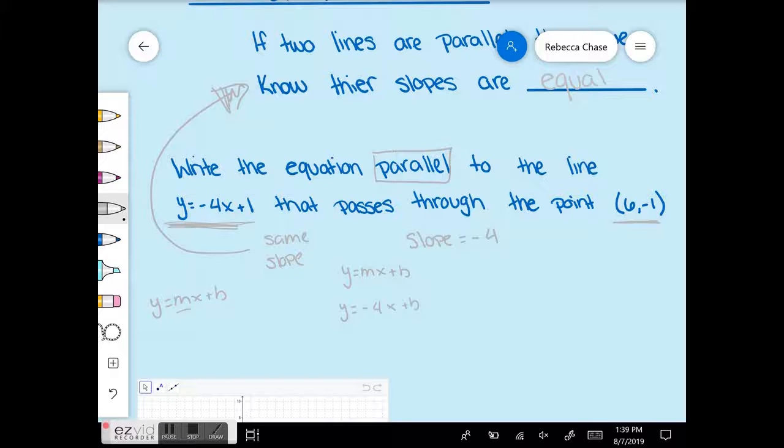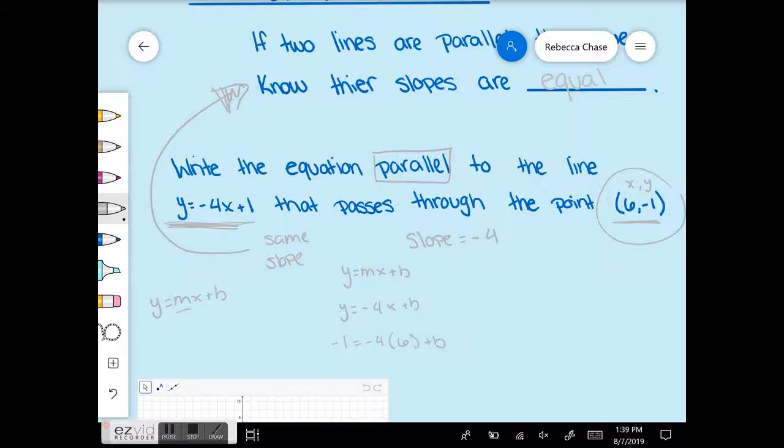So what we need to figure out now is that b. So what we're going to do is that's where this part comes in, all right? This is our x, this is our y. We're going to plug those into this formula. So I said my y was negative 1, my x is 6.